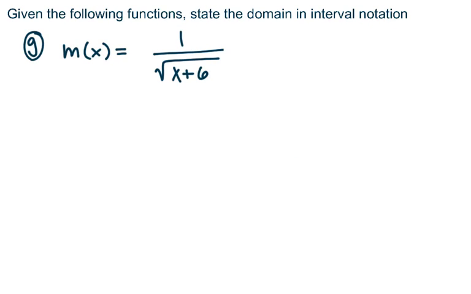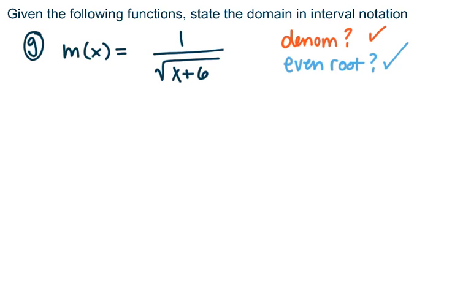Example G. The function m of x equals 1 divided by the square root of x plus 6. All right, so let's ask our two questions. Do we have a denominator? And do we have an even indexed root? The answer to both of these questions is yes.